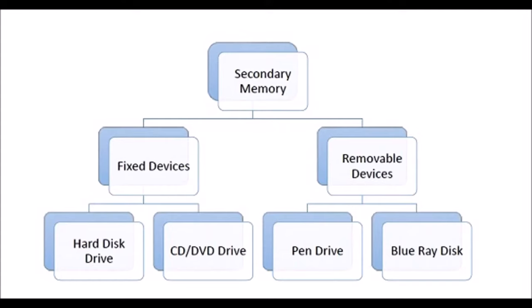But those that you can easily move around are things like pen drive, Blu-ray disk, DVD, and some other storage devices. So just take note of that. Some are removable, which means you can move them from one place to another, and some are actually fixed. We are talking of secondary memory. Primary memory for sure is always in the computer. We don't actually move ROM or RAM anywhere. It's always in the computer.